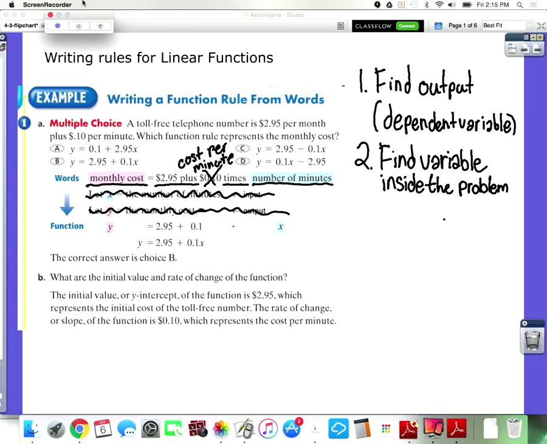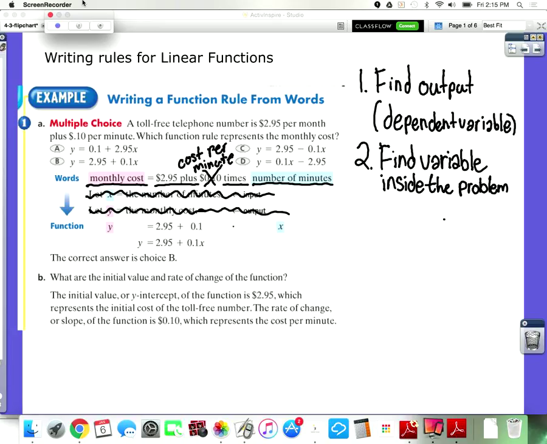What's my question? Is this proportional? That's a good question. No, it is not proportional. Why is it not proportional, Caden? No, the line doesn't go through the origin. Yes, the line will not go through the origin. Because you start at 2.95 per month, so it's not going to go through the origin. Anyways, the correct answer is B.